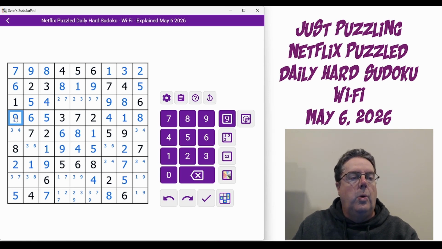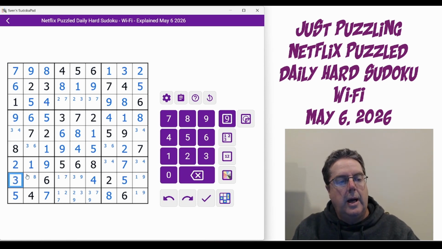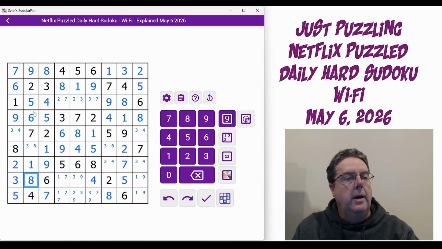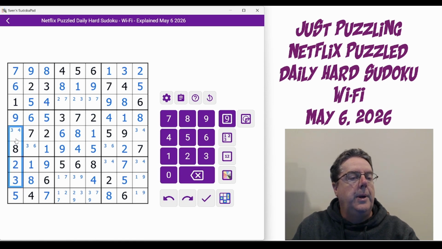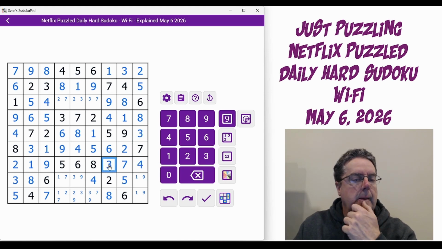Alright, so 4, 9, 3, 6. So 7 comes down here, leaving this to be a 3. This can't be a 3, so it must be an 8. I need a 3 coming up here, so this is going to be a 4. Because of this 6 here, this must be a 3. 3 comes across here, leaving this to be a 6. 4 comes across here, so this is going to be a 3. 3 comes down here, 4, leaving this to be a 3 here.